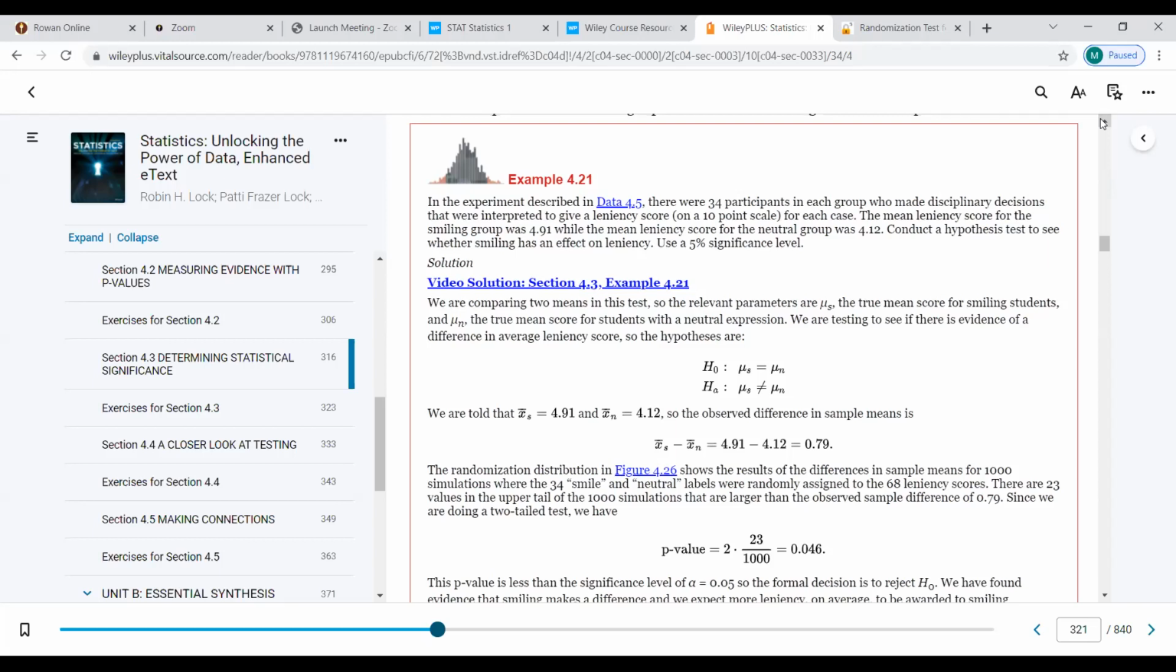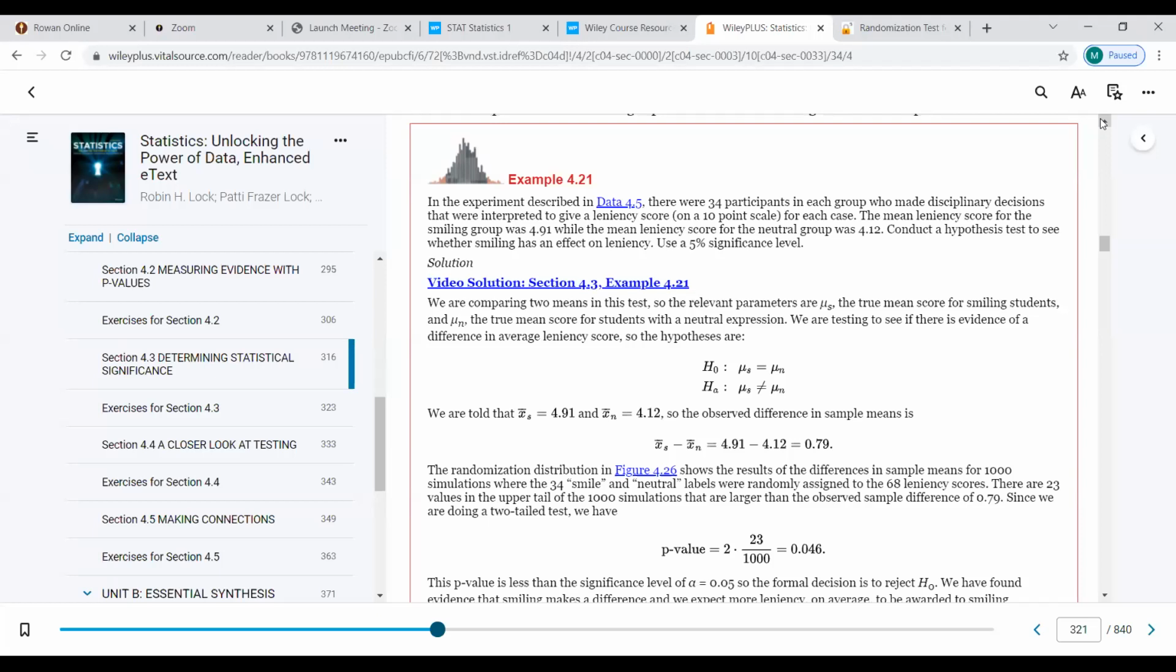And they're looking at whether the person's discipline is not so harsh if the person who is being charged with the infraction actually smiles. In other words, they smile to the person who's interviewing them. Does that make a difference? If the person actually smiles, do they get less discipline than if a person doesn't smile? So that's what this is here.